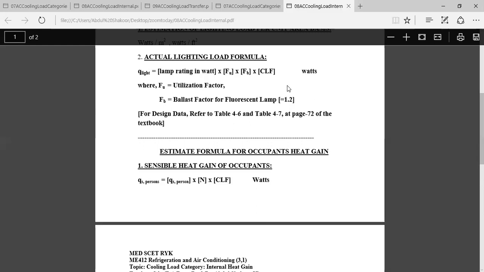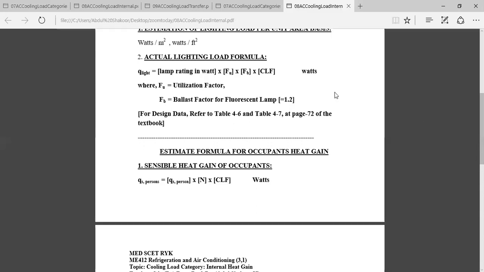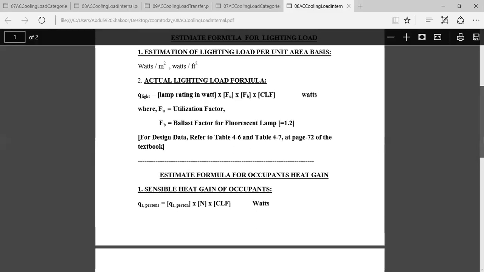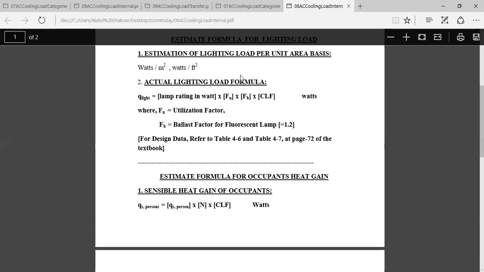CLF is another factor. This is the radiation factor, the cooling load factor. It is called CLF. When you start a lamp, it will not immediately emit heat and transfer to the cooling load by equipment. Cooling equipment accepts this after a certain time delay, and this is called the cooling load factor.